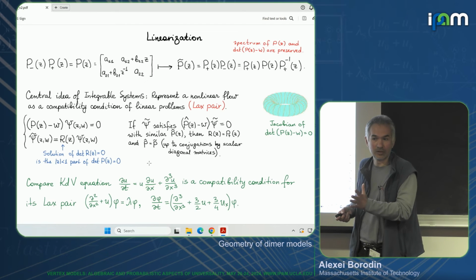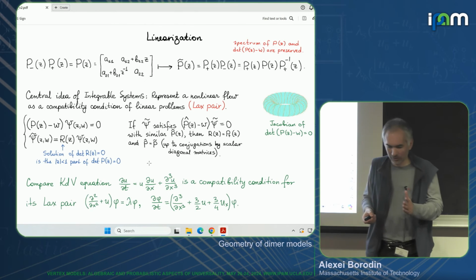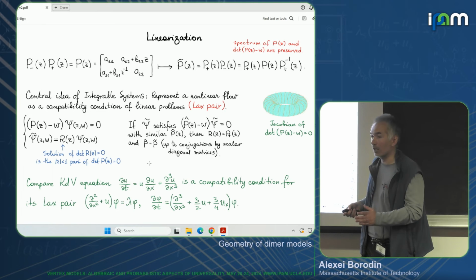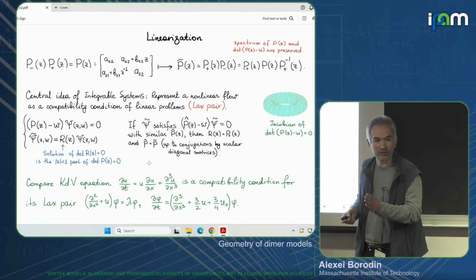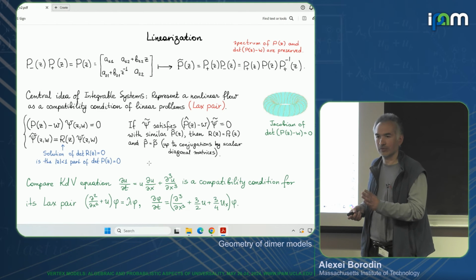The matrix must have a null vector. So that null vector is the hero. It's called the Baker-Akhiezer function in the integrable systems literature. And so if you look at that null vector and you see how it evolves, that solves the problem.